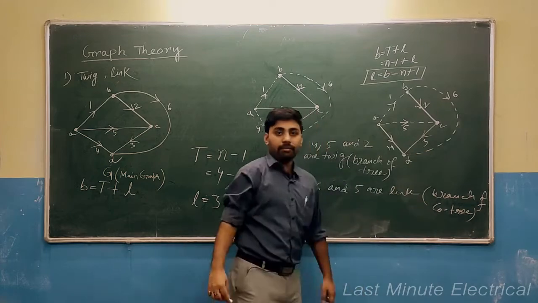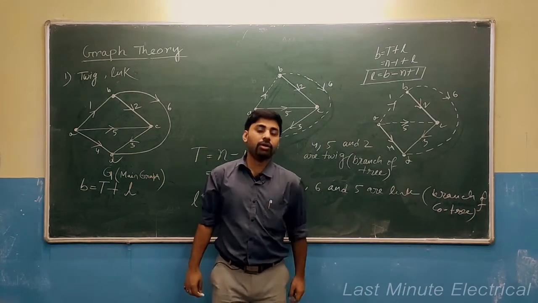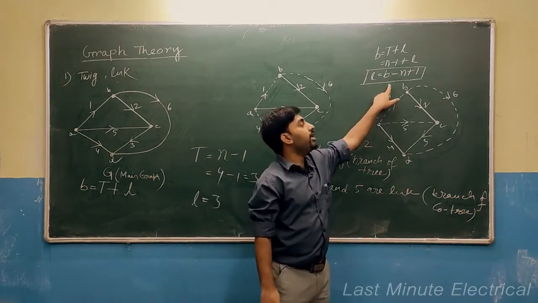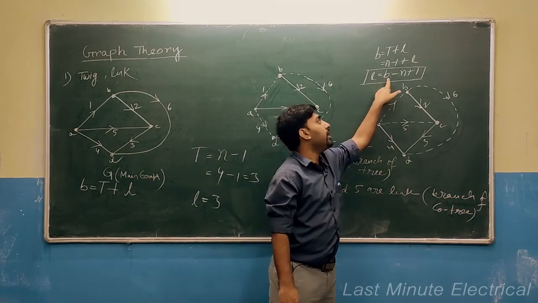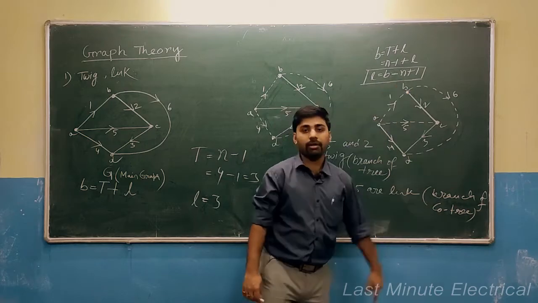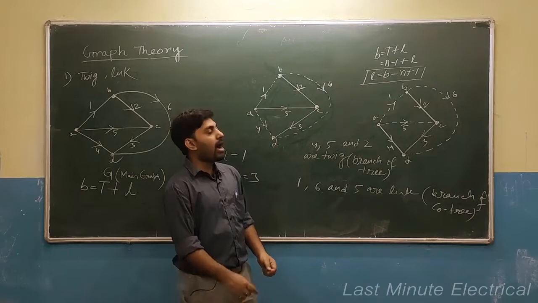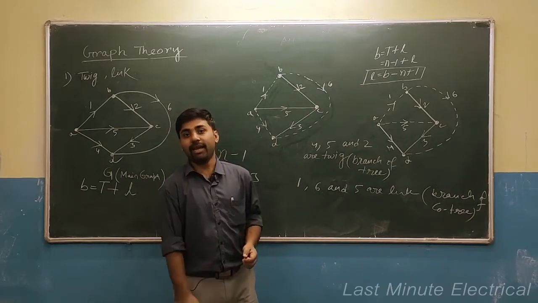This formula is very important. It sometimes comes in your MAKAUT exam or other university exams also. This relation is very important. This is the relation between link, number of branches and number of nodes. Clear? One more thing is, how many trees can be possible?